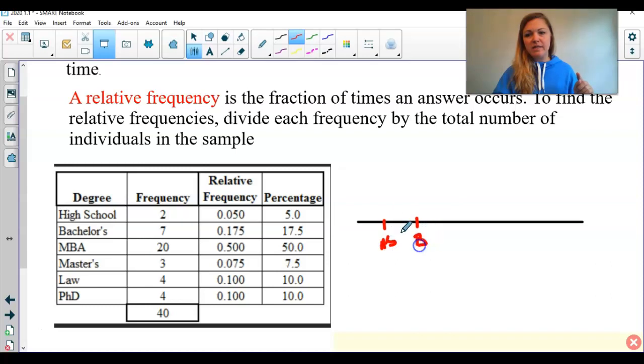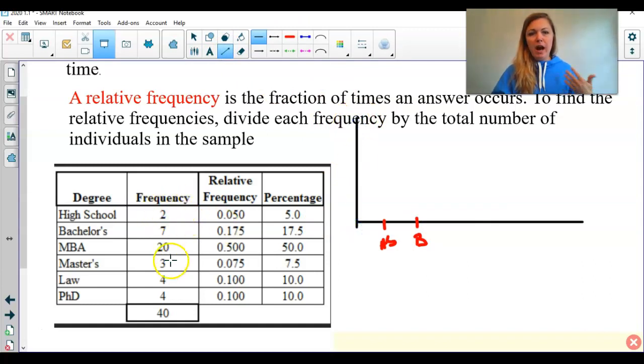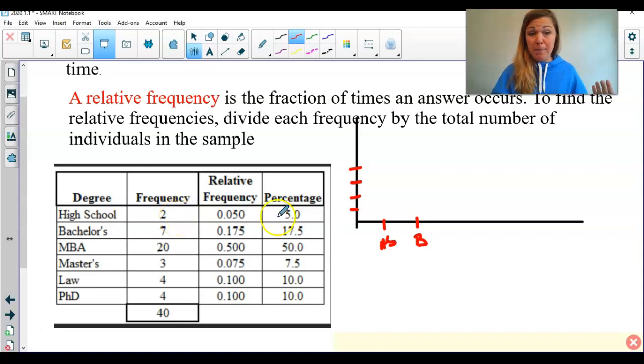Bachelor's, so on and so forth. And then this y-axis, well, what would that be? It looks like our minimum is 2, our maximum is 20. So maybe we'd go by 2s: 2, 4, 6, 8, all the way up to 20, right? And then for the high school, we have 2 people who got a high school degree. So I'd go up here.